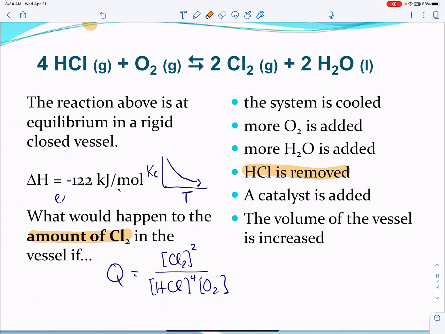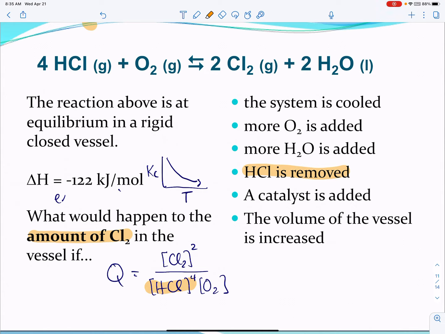Pause the video and see if you can answer that yourself. So removing HCl, the first thing you should say is that it causes the HCl's concentration to decrease. Looking at Q, HCl is in the denominator. So if the HCl's concentration decreases, you're dividing by a smaller number, that will cause Q to get bigger. Q will increase because you're dividing by a smaller concentration.